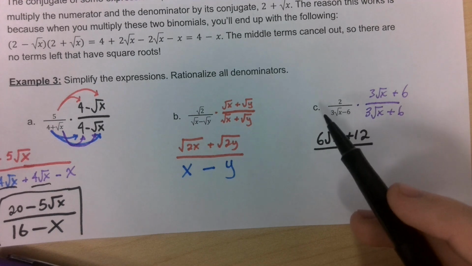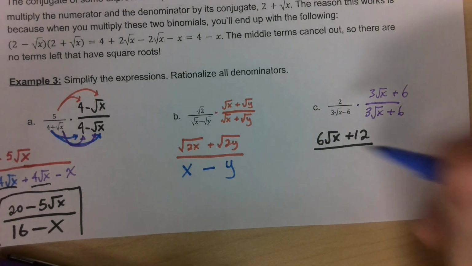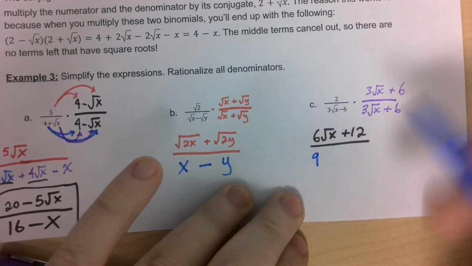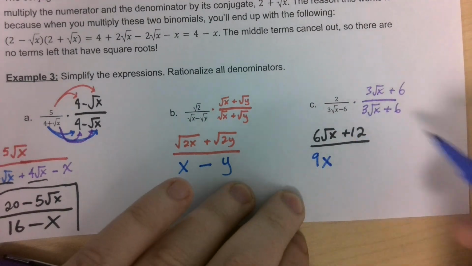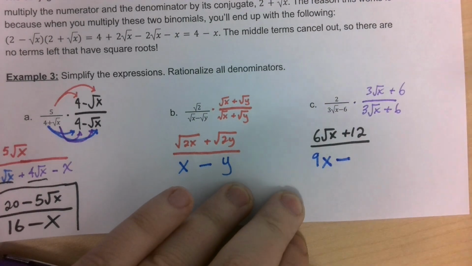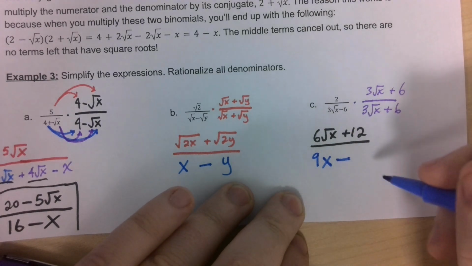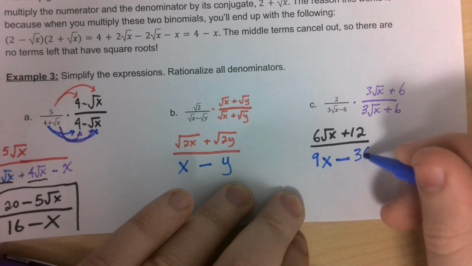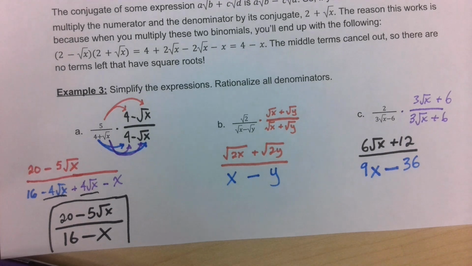What is 3 root x squared? Well, 3 squared is 9, and the square root of x squared is just x. So that first term is 9x. We put a minus sign, and then we put down, what is 6 squared? That one is just 36. With that, we are done.